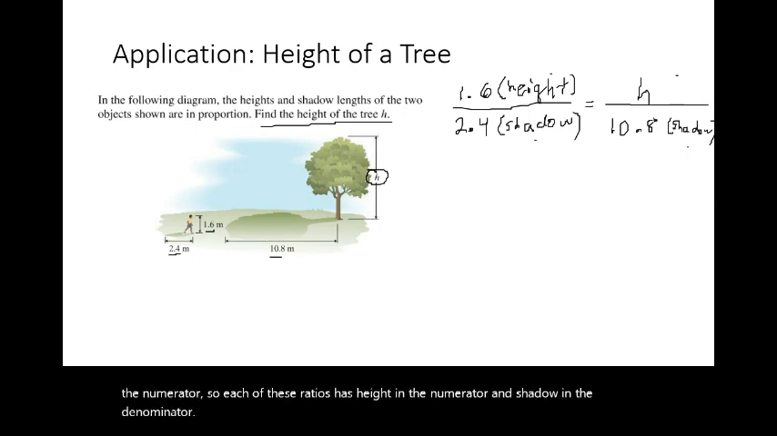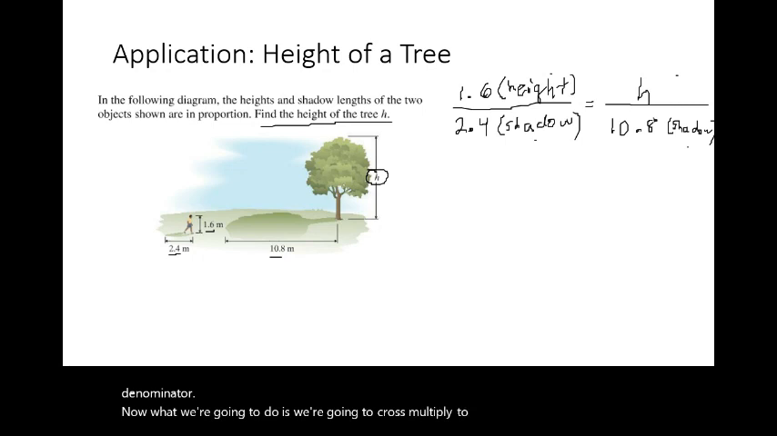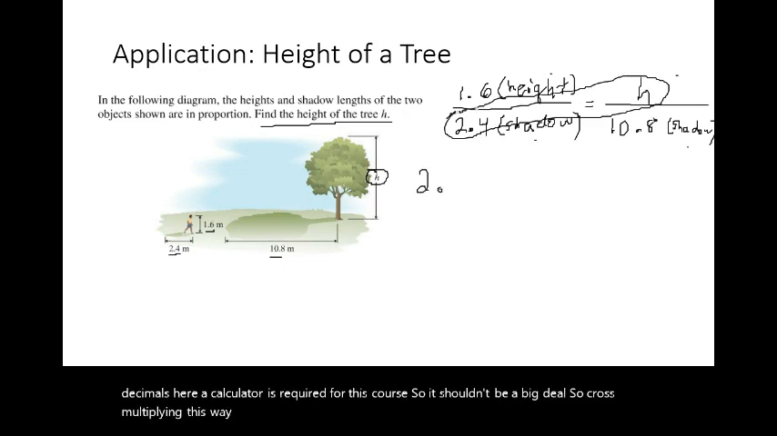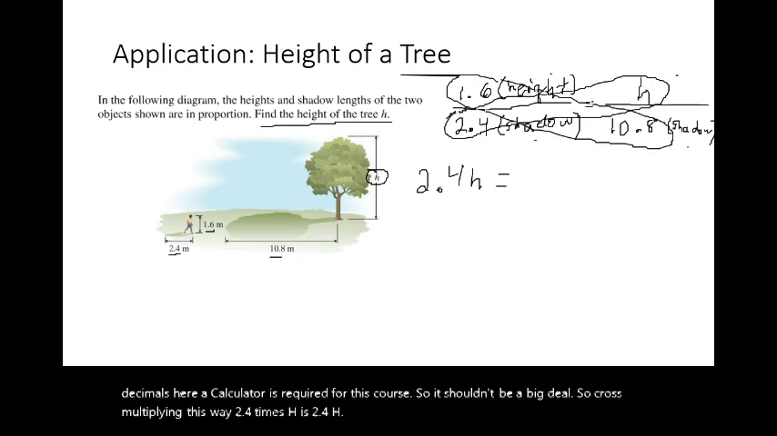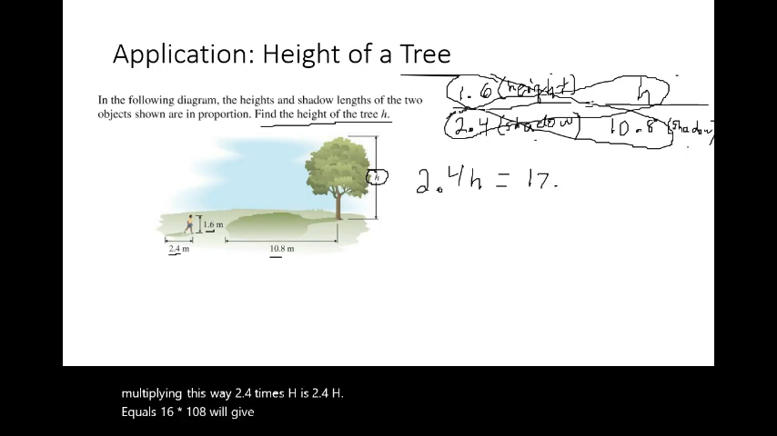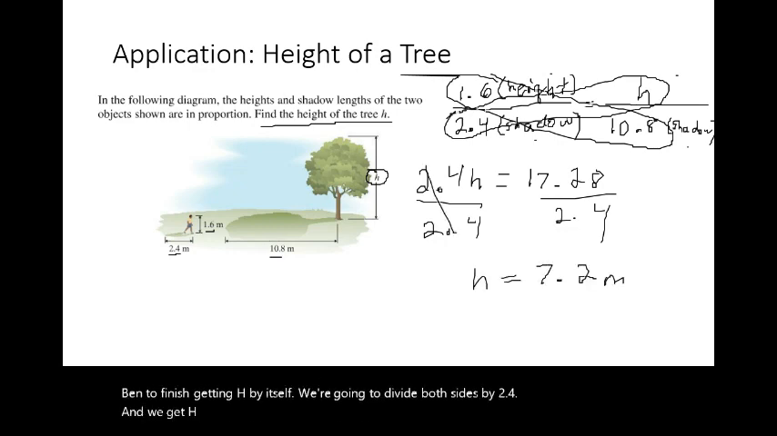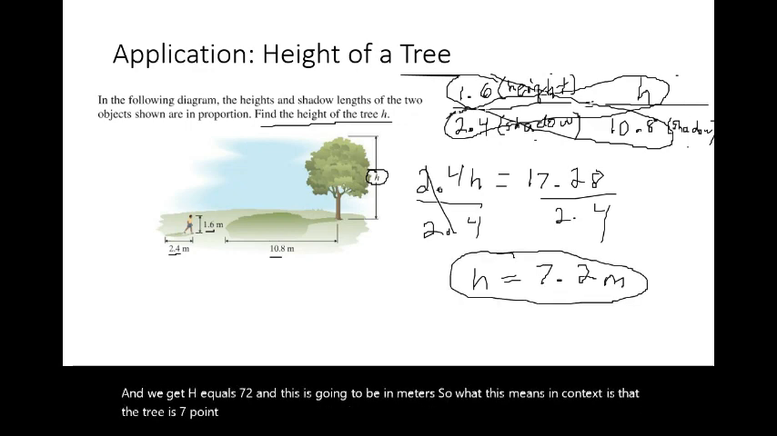Now what we are going to do is cross multiply to solve. And yeah, there's a lot of decimals here. A calculator is required for this course, so it shouldn't be a big deal. So cross multiplying this way, 2.4 times h is 2.4h equals 1.6 times 10.8, which will give you 17.28. Then to finish getting h by itself, we're going to divide both sides by 2.4. And we get h equals 7.2, and this is going to be in meters. So what this means in context is that the tree is 7.2 meters tall.